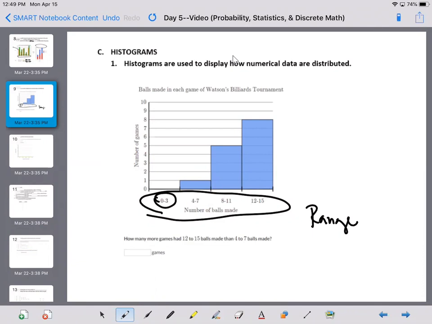So how many more games had 12 to 15 balls made than 4 to 7 made? Well, if you look at your number of games over here on the left, we can see that that is a frequency. So there were 8 games where there was 12 to 15 balls made. There was 5 games where there was 8 to 11, and there was 1 game where there was 4 to 7, and you see there's 0 games where there's only 0 to 3. So how many more games had 12 to 15 than 4 to 7? Well, that's 8, take away 1. Your answer would be there's 7 games.